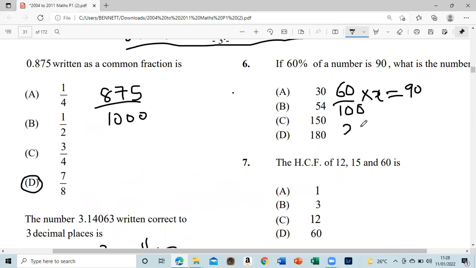So we do the opposite of each. So it would be 90. This is being divided, so we multiply. And what's being multiplied, we divide. So we can break this down, and this will give us our answer.